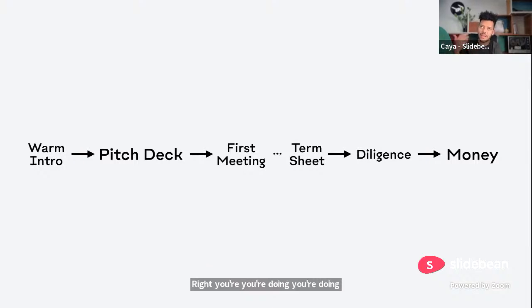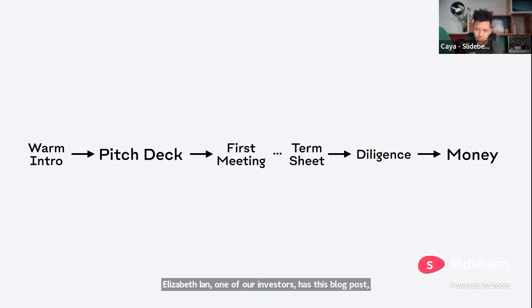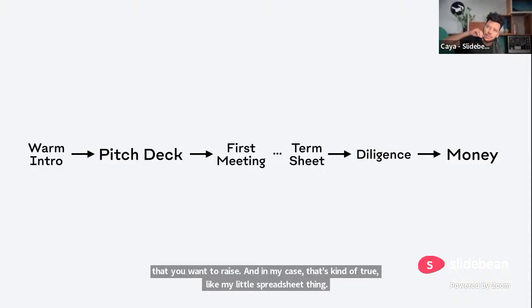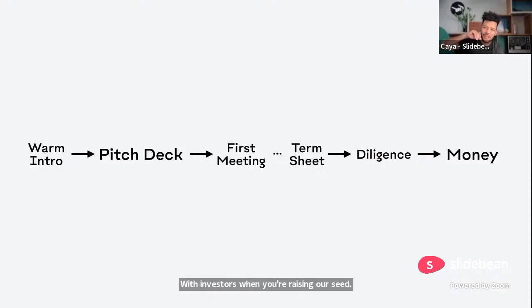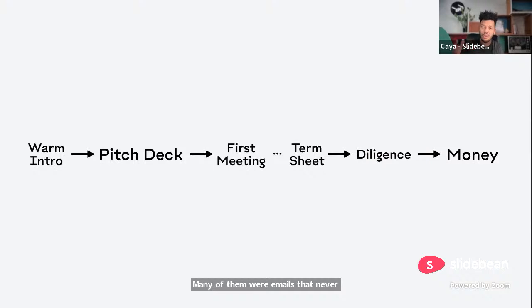Elizabeth Yin, one of our investors, has this blog post where she says that you have to reach out to 100 investors for every $500,000 that you want to raise. And in my case, that's kind of true. My little spreadsheet with investors when we were raising our seed had 142 people on it. I didn't want to pay for a CRM, so I just used a spreadsheet, and I would keep track of every conversation. Many of them were email intros that never turned into anything, but I did try to reach over 100 people, so that we managed to raise something like 800K, which is what we raised for seed.